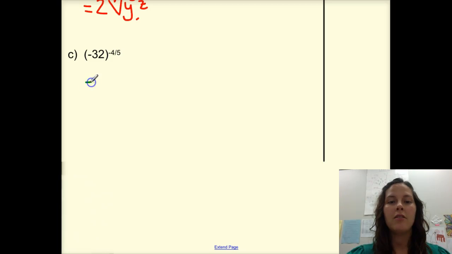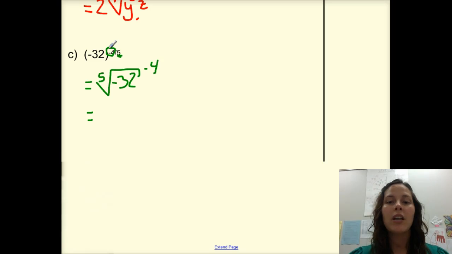Final example on this page, we've got negative 32 to the negative 4/5 power. 5 is the denominator, so that becomes my root. And on this one, because it's a number, I'm going to go ahead and evaluate this and simplify it completely. So that negative 4, that's the numerator of my exponent, becomes the power. And the power can go inside the radical or outside. Because I'm simplifying this one, I'm putting the power on the outside because I want to take the root first to make the numbers smaller before I raise it to a power to make it larger.